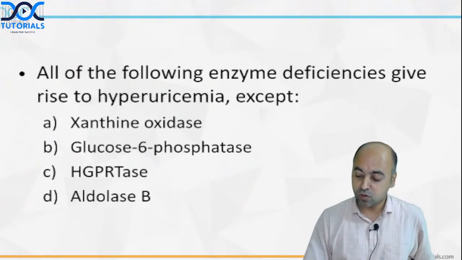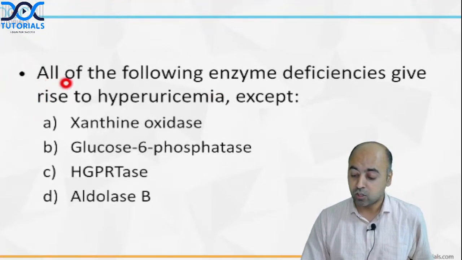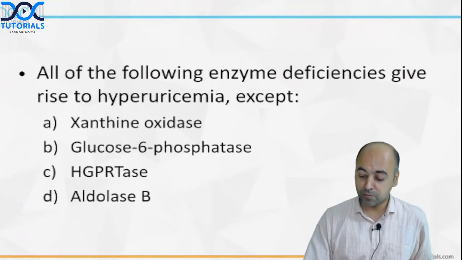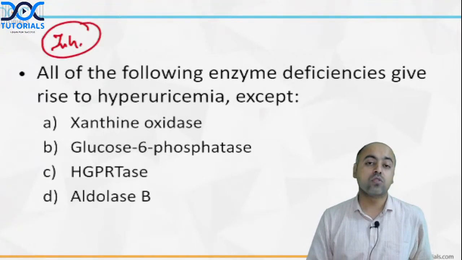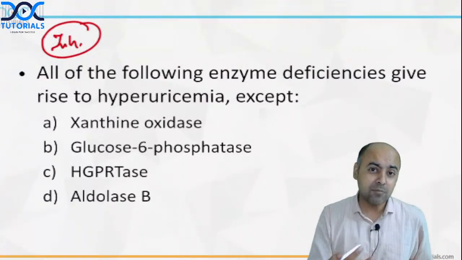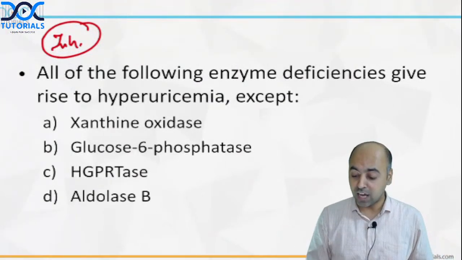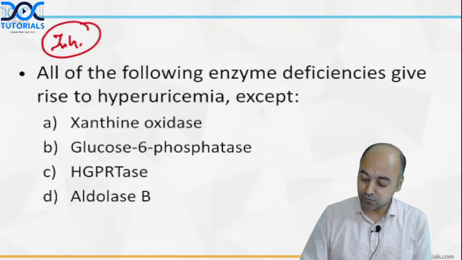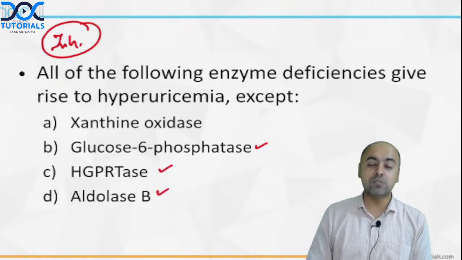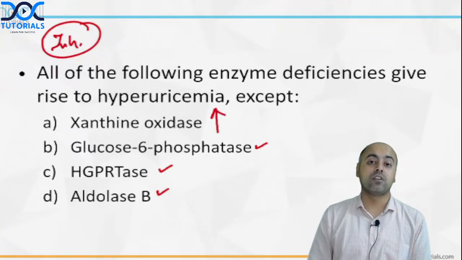Then we have this question which talks about the breakdown of the purines where the uric acid is formed. All of the following enzyme deficiency give rise to hyperuricemia. Most of these will be the inherited disorders. So here there are some conditions where the enzyme deficiency will cause hyperuricemia, but at the same time there are certain enzyme activities which when increased will cause the hyperuricemia. So you can see glucose 6 phosphatase decreased hyperuricemia, AGPRTase decreased hyperuricemia, aldolase B decreased hyperuricemia, but xanthine oxidase when it is increased it will cause hyperuricemia.